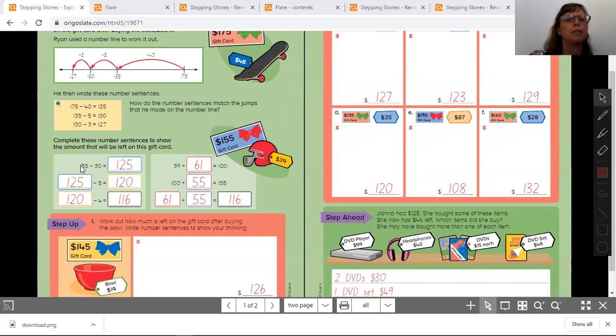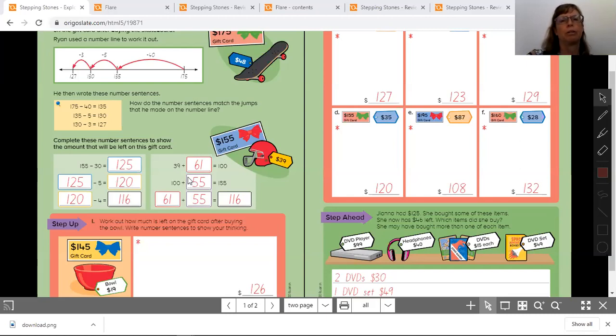So we started off with 155 minus 30, and you needed to break that down into its tens. And then 155 minus 30, the answer is 125. 125 minus 5, because now we're taking away the ones, and that gives us 120. And we've split that down into a minus 4, so that we were only working with the whole numbers there.